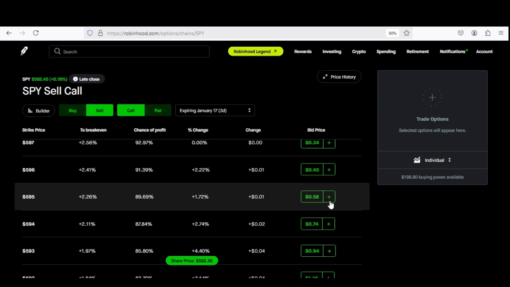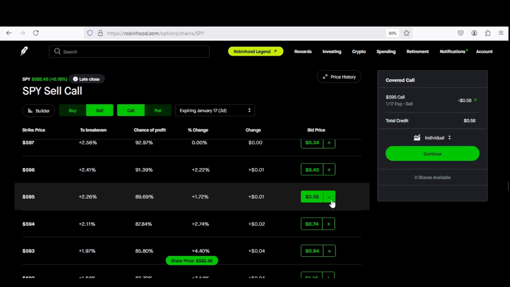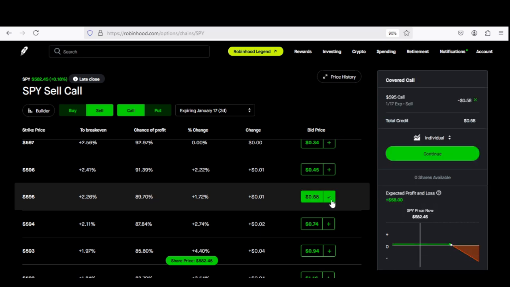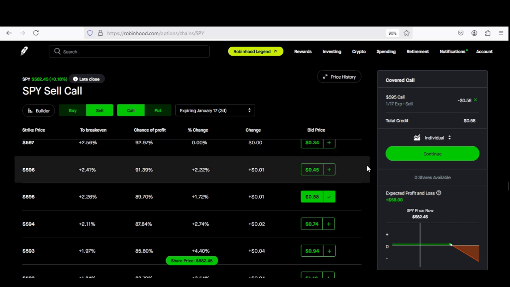Now, how did I come up with $58? Well, it's going to be 0.58 multiplied by 100 shares. The result is going to be $58. Let's go ahead and select that. So this first leg of this option strategy is none other than the covered call option strategy.